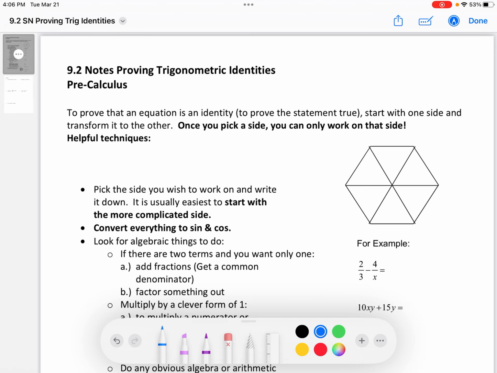So as we start working on these trig identities, we want to remember a little bit of algebra in order to help us out with this. There are certain things we can do with the trig functions, okay? We want to pick a side to start with and only work on that one side, okay? Then it's very helpful to start with the more complicated side and try to simplify it so that it equals the less complicated side, okay?